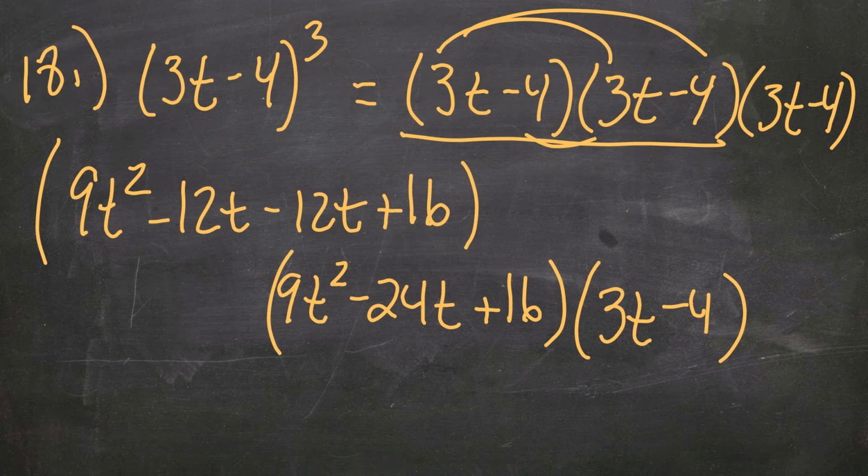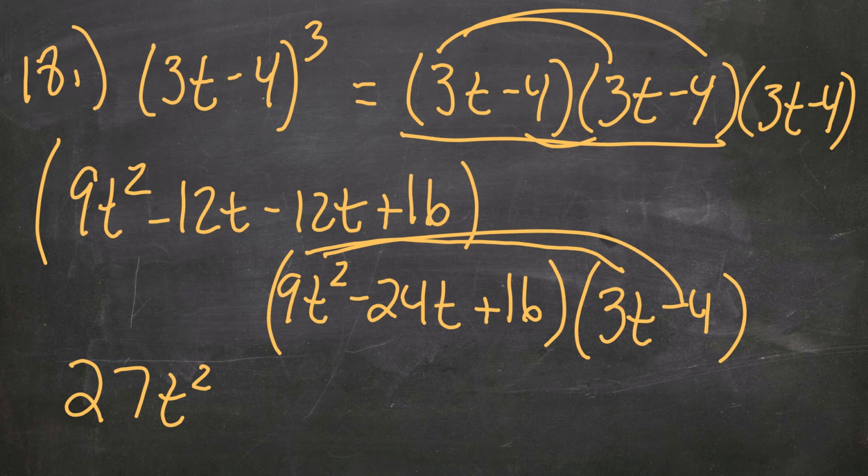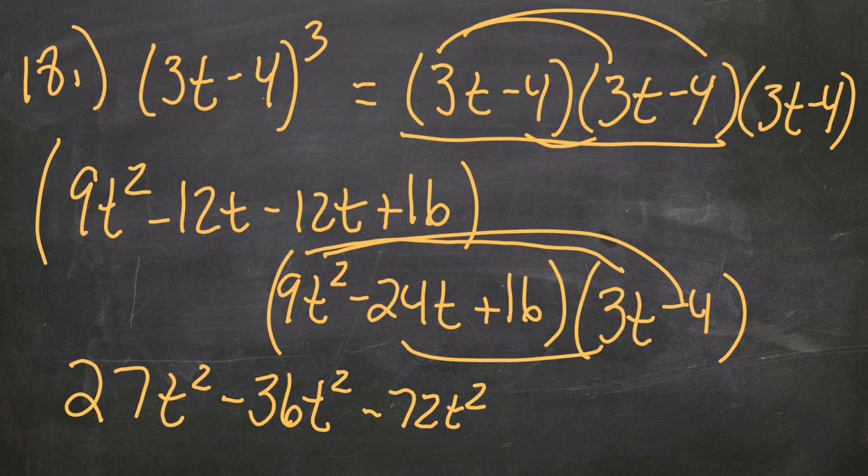Again, 9t squared and 3t is 27t cubed. 9t squared and minus 4 is minus 36t squared. Negative 24t and 3t is minus 72t squared. Negative 24t and minus 4 is plus 96t.